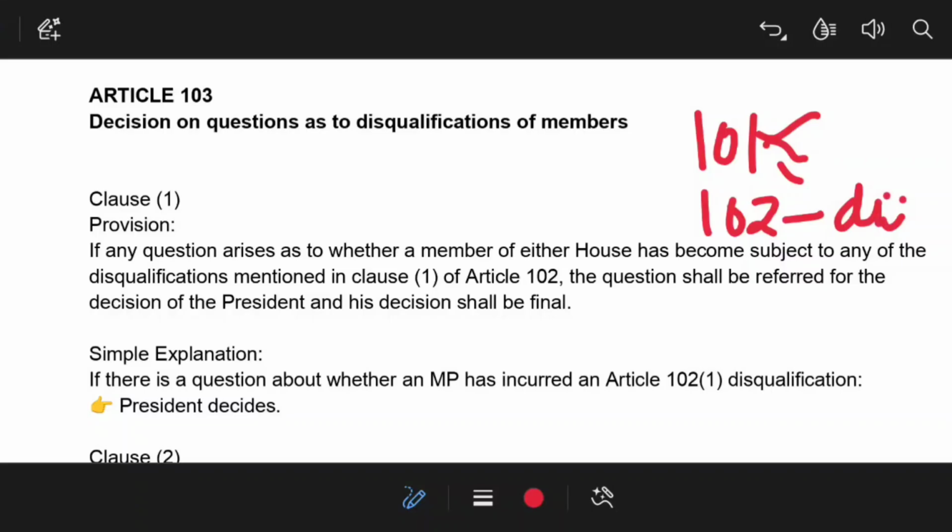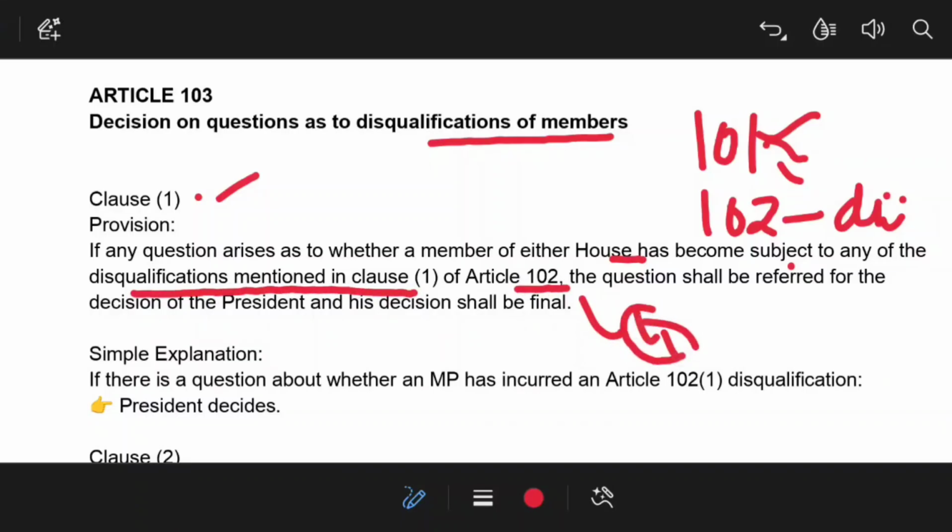Clear? Now coming to 103, decision on the question as to disqualification of a member. That means who will take the ultimate decision if a member is disqualified. So its clause 1 says that if any question arises as to whether a member of either House has become subject to any of the disqualifications mentioned in clause 1 of Article 102, that means the grounds I have discussed, the question shall be referred to the decision of the President, and his decision shall be final.